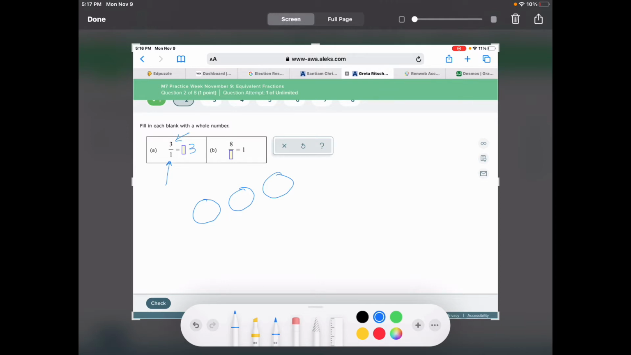In this case, we're saying, if I have 8 pieces and I need that to be one whole thing, then what does that mean? In order for me to make that one whole thing, I need to have had something that was cut into 8 pieces. So 8 pieces out of 8 pieces would give me one whole thing. If the top number and the bottom number match, that will equal 1.